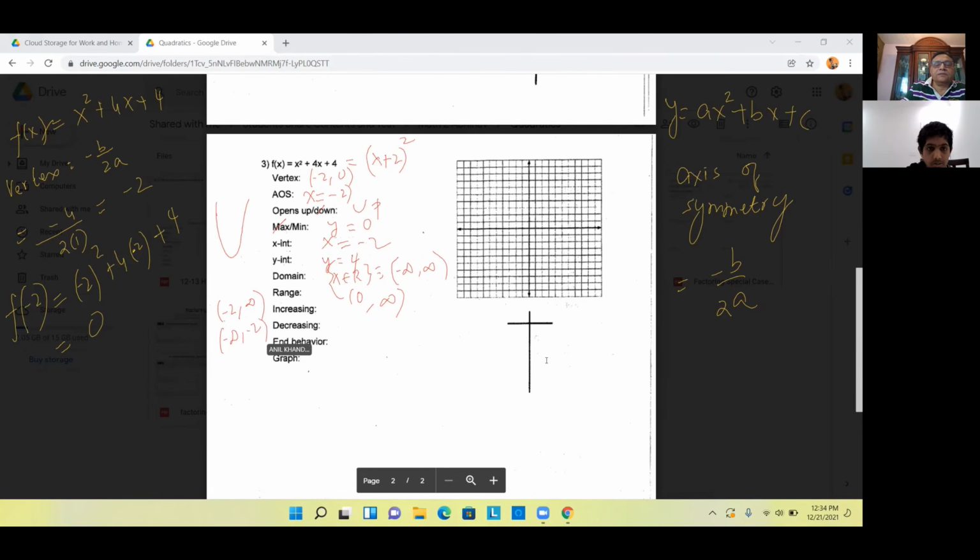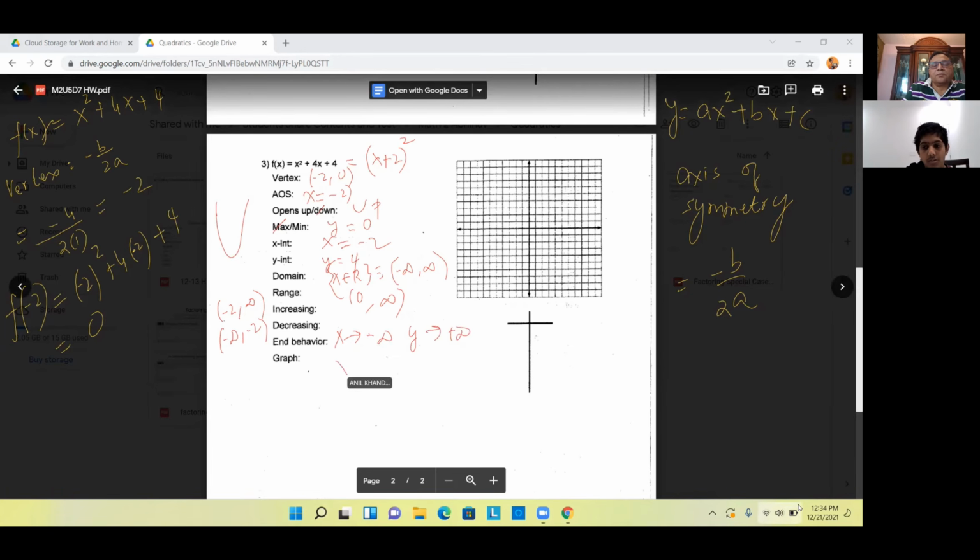The end behavior, let me write down here: as x approaches negative infinity, y approaches positive infinity, and as x approaches positive infinity, y also approaches positive infinity. And easily, now you can graph, correct?